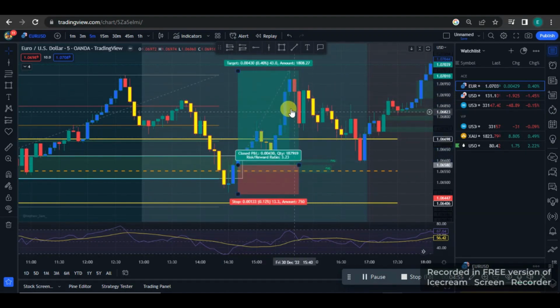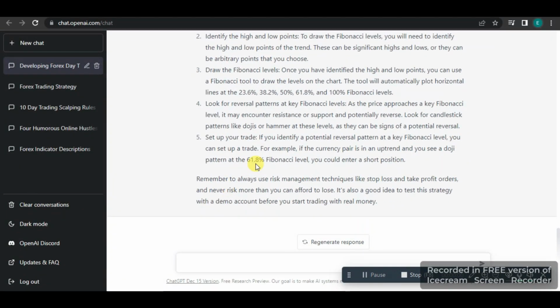And you can see the price went 3.23 to 1. So let me see what the AI is saying about it. It's saying, remember to always use risk management techniques. Guys, I will always say this in my videos. Please remember to use proper risk management, set your stop loss and take profits, and never risk more than you can afford to lose. Guys, please go backtest. All right, it's even saying it's also a good idea to test this strategy with a demo account. Please backtest with a demo account and do not use real money on a strategy like I'm just coming up with right now.